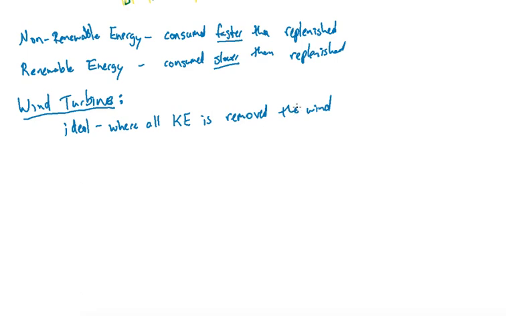One, it'd have to be 100% efficient at converting it, and two, if the wind went into the turbine and totally stopped, then it wouldn't be able to get out of the way for the next bit of wind to come through. So it's not a possibility to do this.